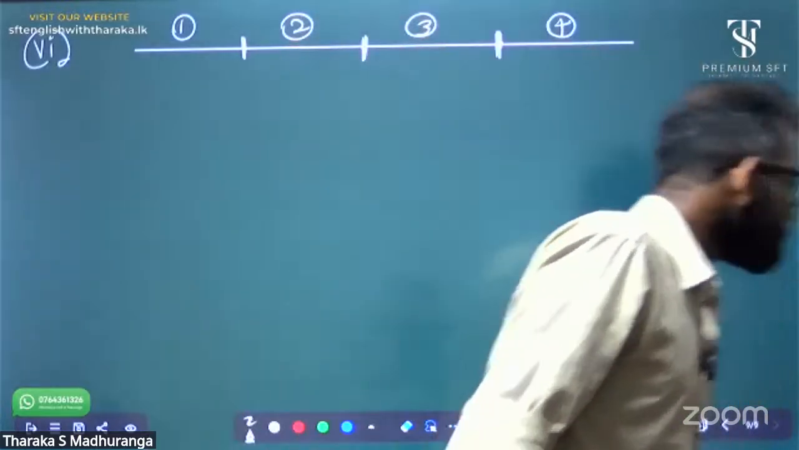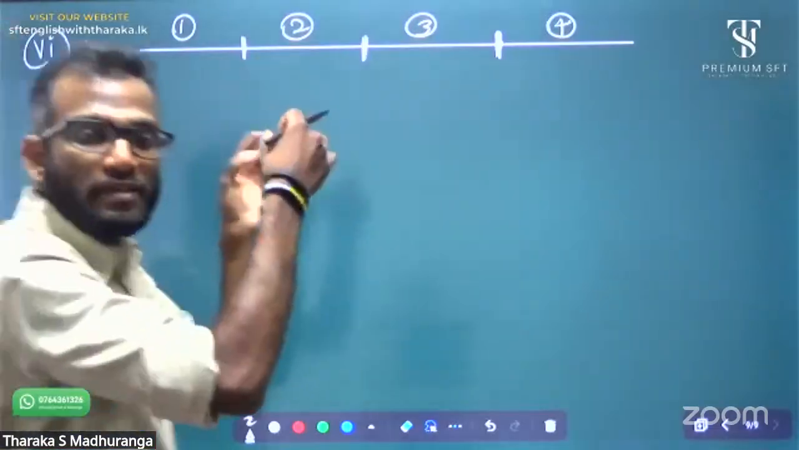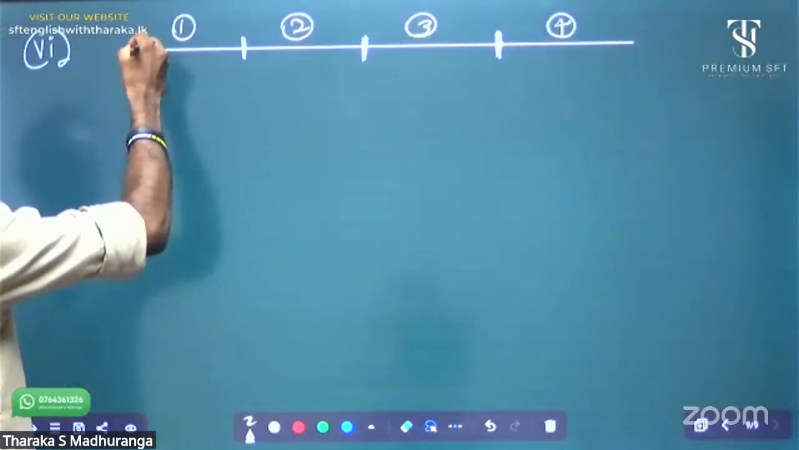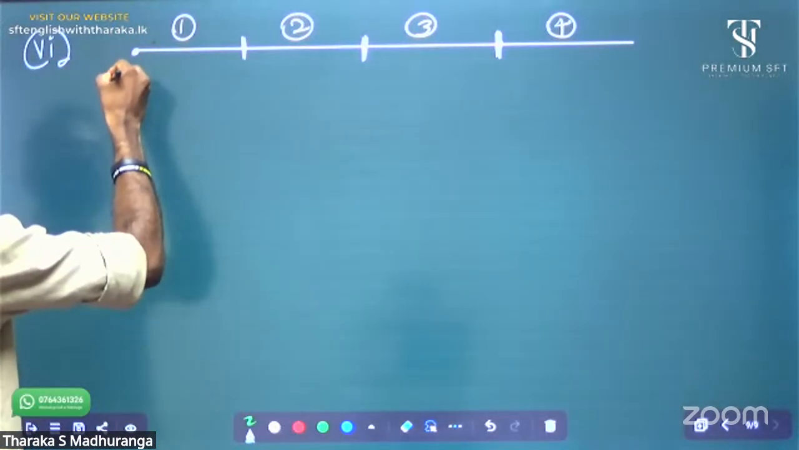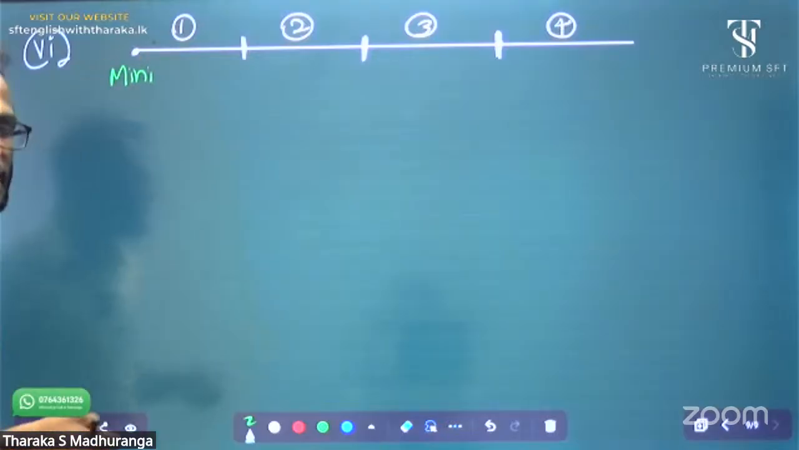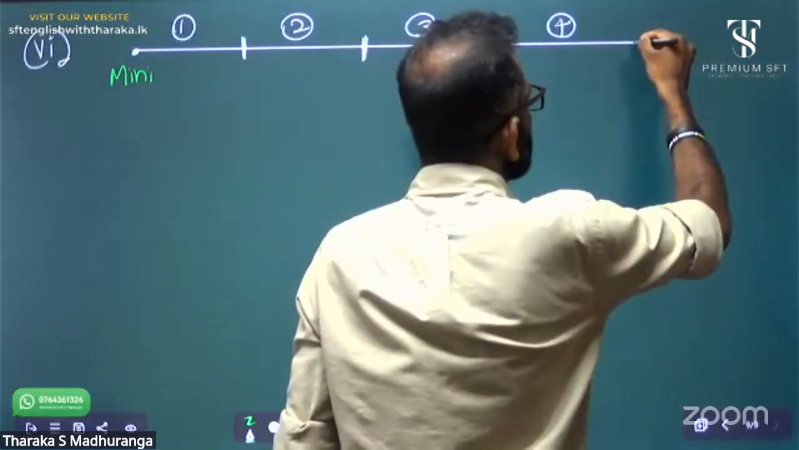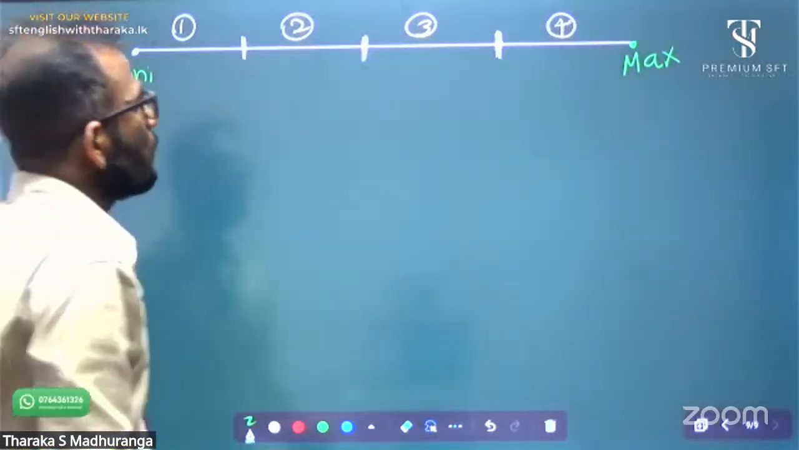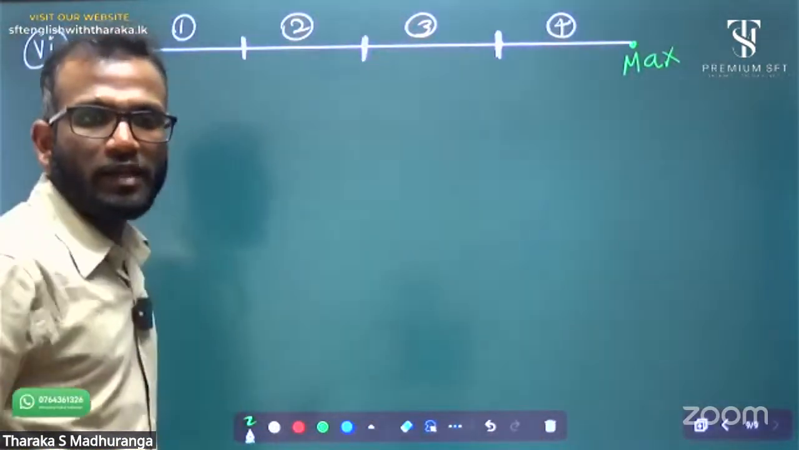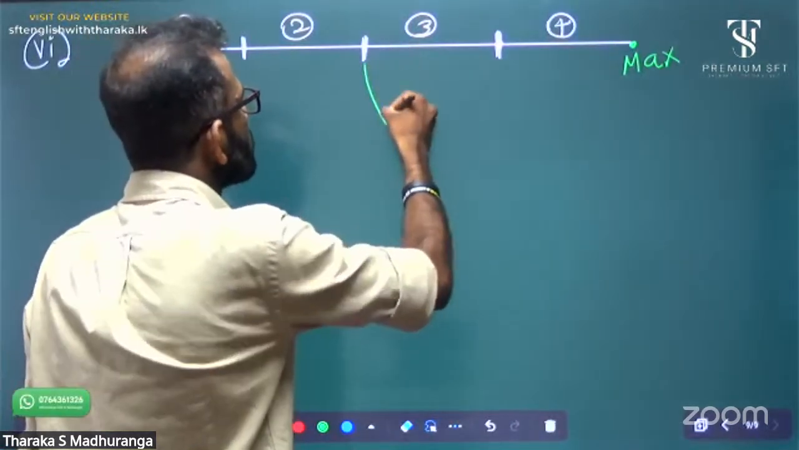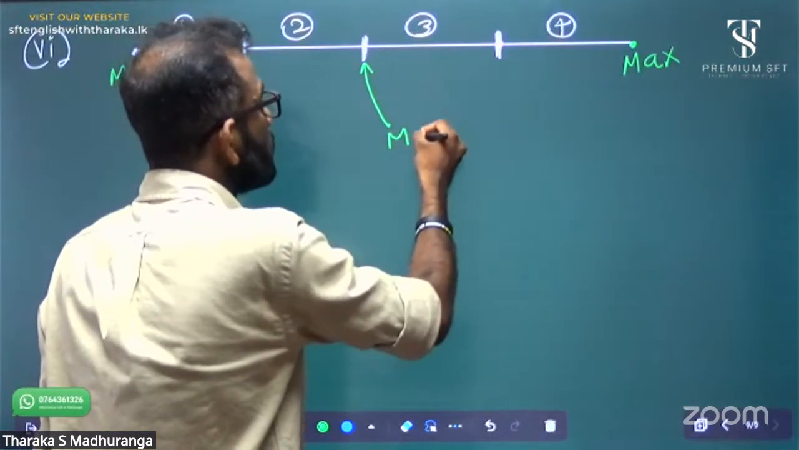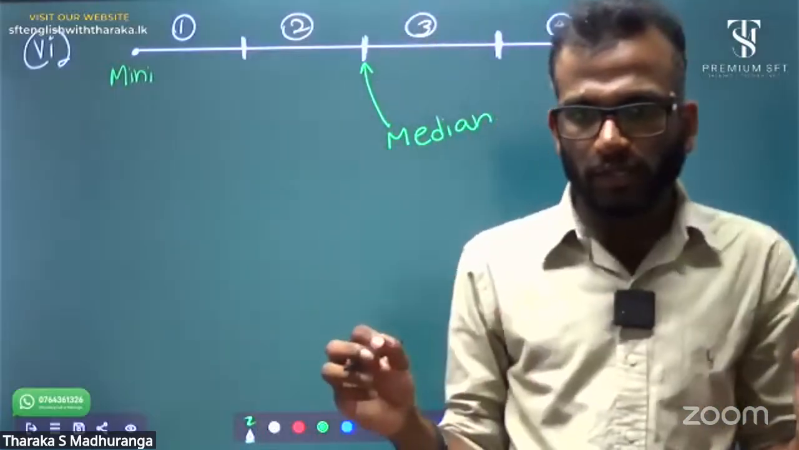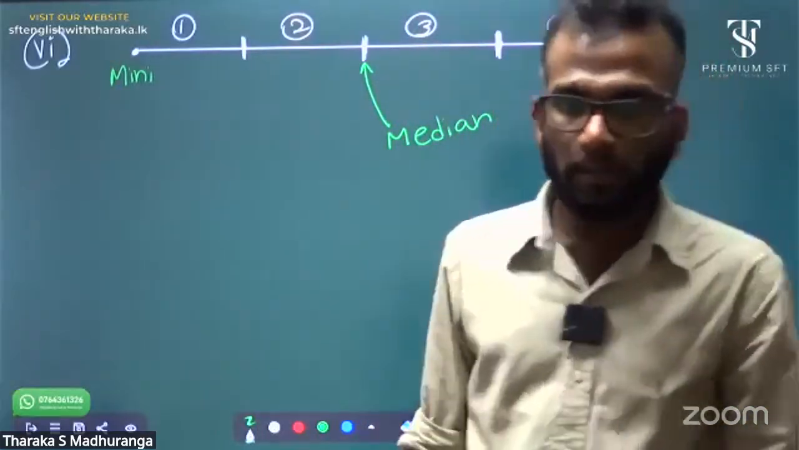Now you can assume the string as an ascending data set. Now think this is the minimum value of the distribution, the minimum value of the ascending order. This is the maximum value of the distribution. Now, this is the center point that we call the median. The center point, middle value, median. This is the median of the distribution.